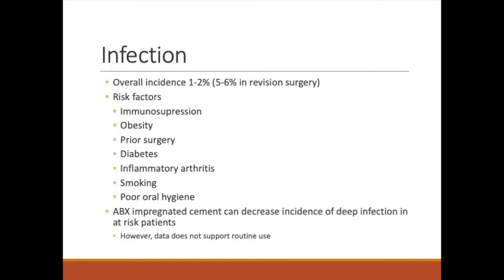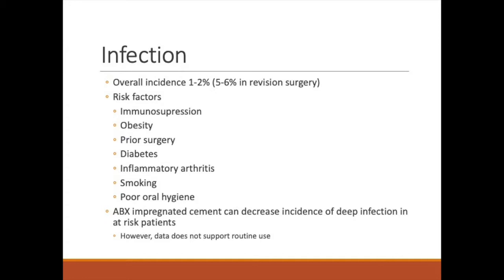Next, we're going to briefly talk about infection. We won't delve into this in significant detail because there's a whole separate lecture on periprosthetic infection that we'll cover in the formal classroom setting because this is such a large topic, but overall incidence in total knee arthroplasty is about 1 to 2%, up to 5 to 6% in revision surgery.